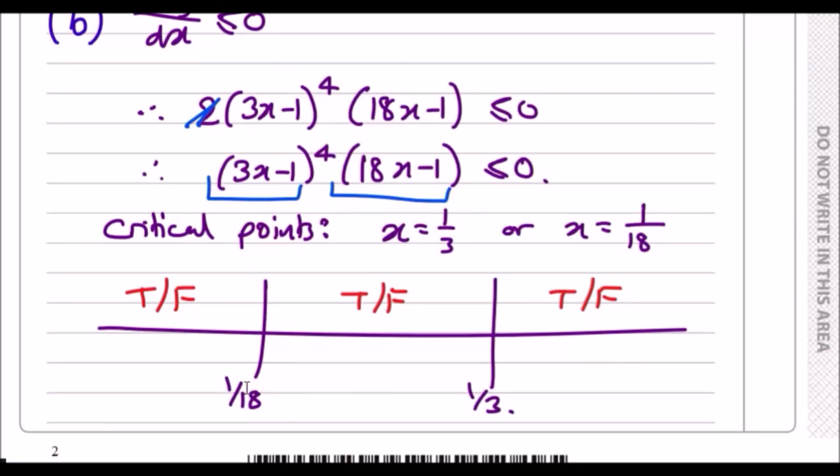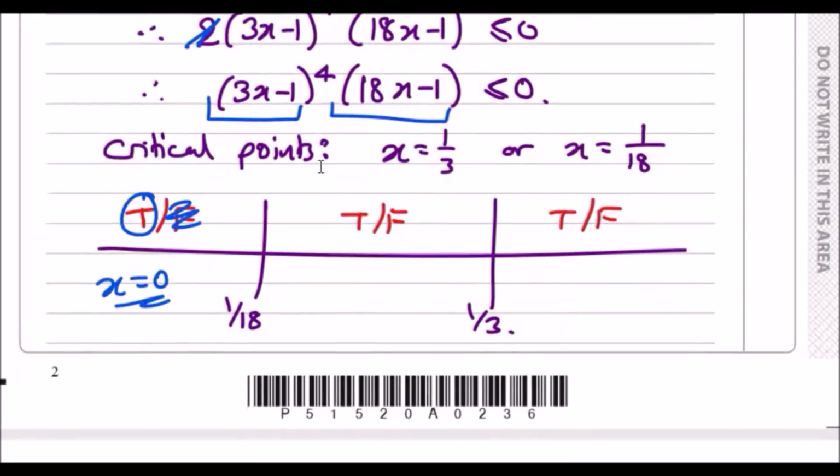So for example, I'm going to pick an easy value for values less than 1 over 18. I'm just going to pick when x equals, say, 0. Okay? When you plug in 0 to this equation at the top here, you get 0 minus 1 to the power 4 and 0 minus 1. Solving this, you get negative 1. So you get a value less than 0, which is true. So the answer is true. So this means that for values less than or equal to 1 over 18, it's true.